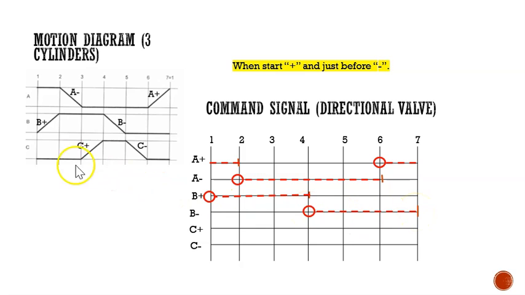Okay, so let's look at C. C plus starts at 3 and stops at 5. So you do the line, and then C minus, you know that it will start here, and don't forget that it still continues here, so it only stops here, so the dash will be here. So you just complete it with the line. It's very easy for the common signal.